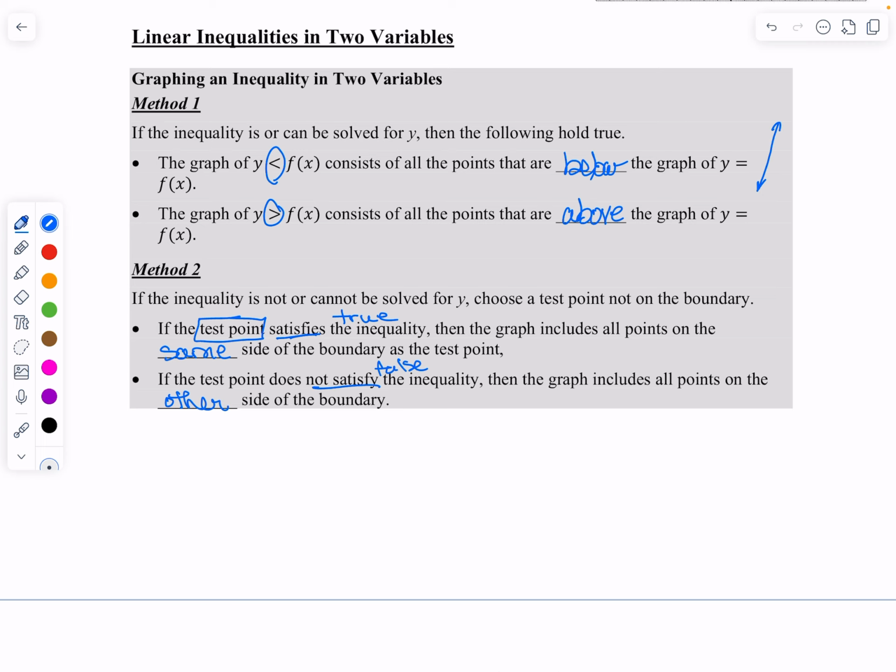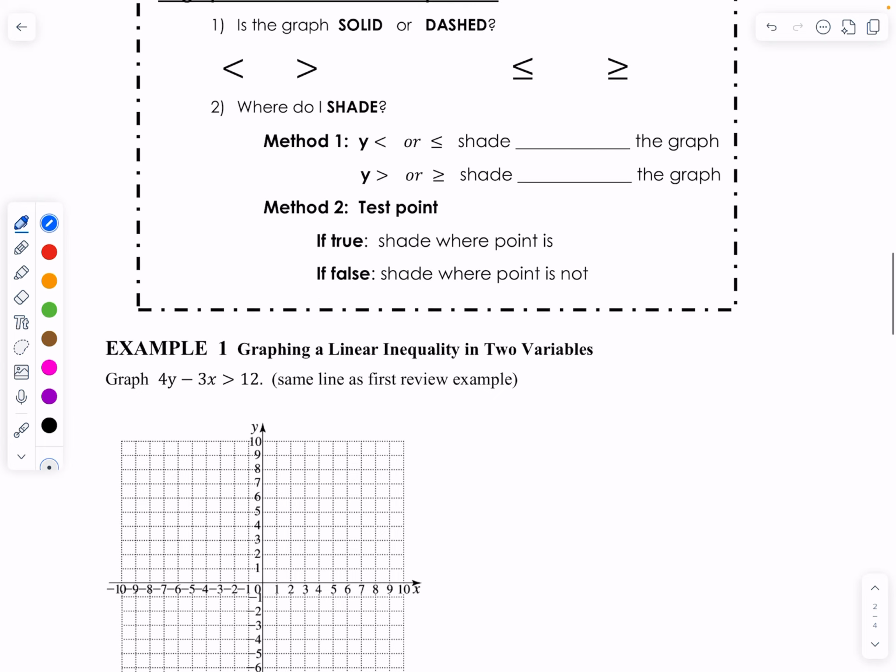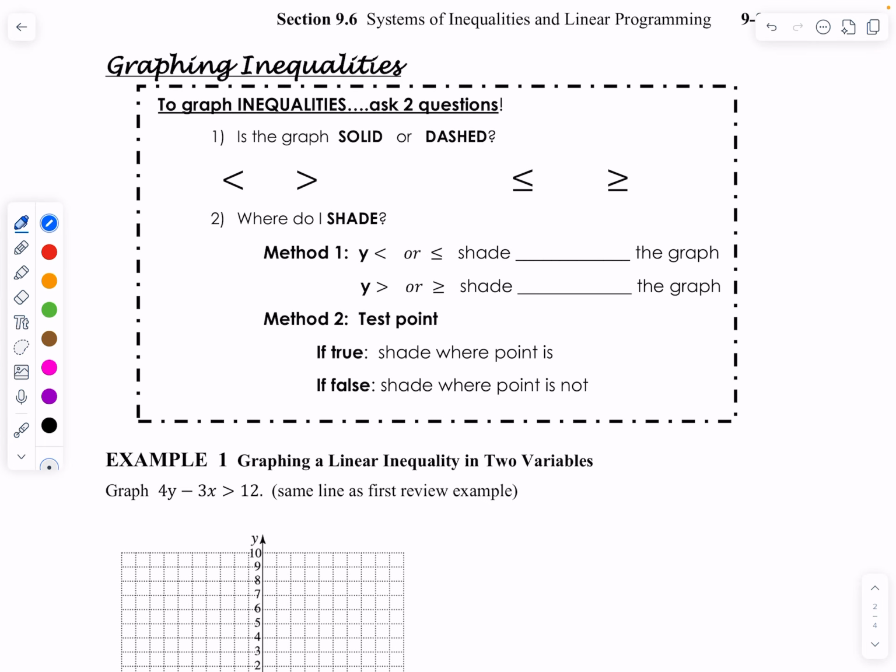So let's work one. But before I do, let me remind you, if it has an equal mark, that means it's going to be a solid line. If it doesn't have an equal mark, it's going to be a dotted or dashed line. And then, again, if it's a less than symbol, then you're going to shade below as long as the y is on the left-hand side. If it's greater than, you're going to shade above. Or you use that test point. So you pick an x and a y and you plug it in. And if it's true, you shade where the point is. And if it's false, you shade on the other side.